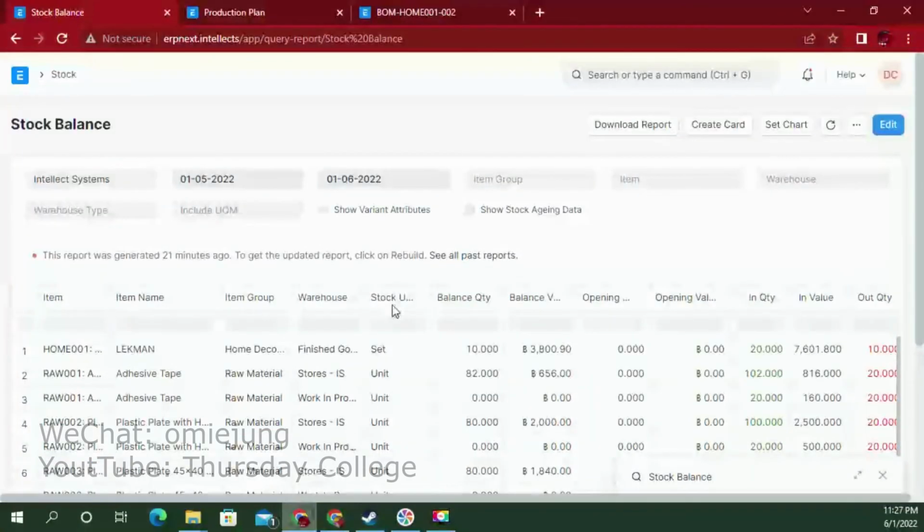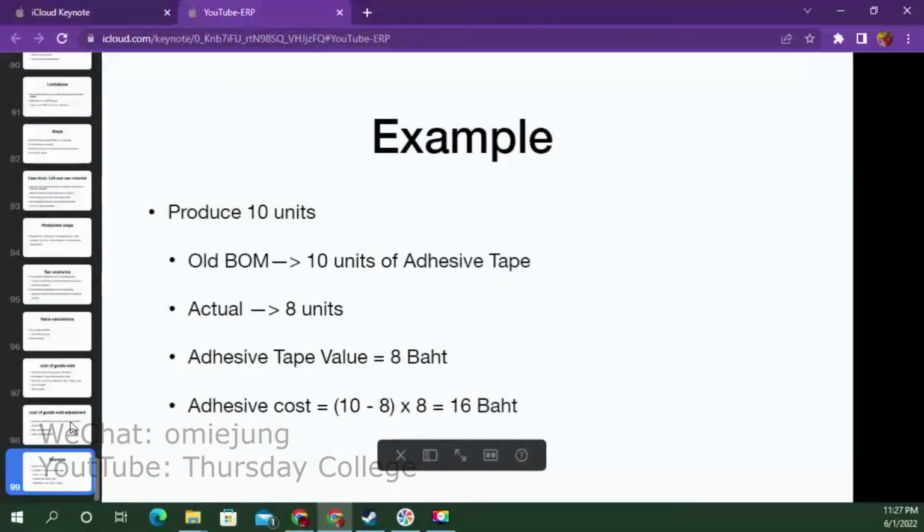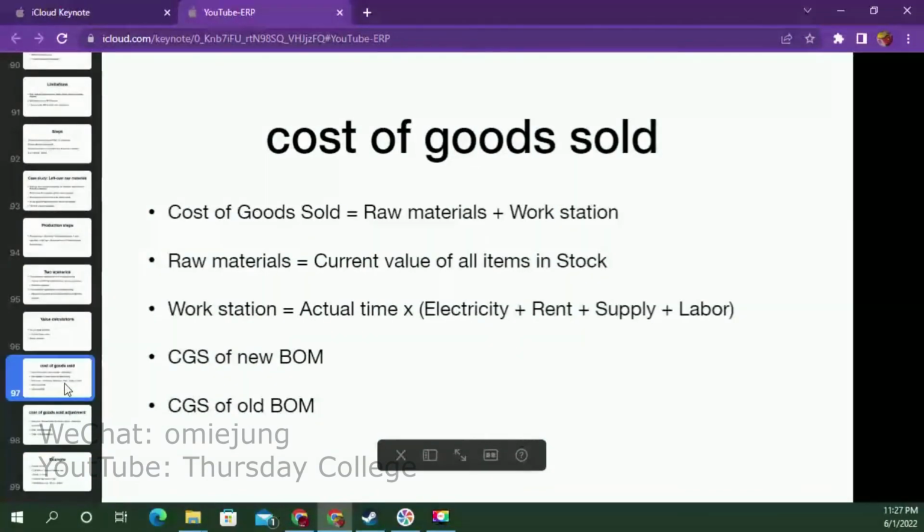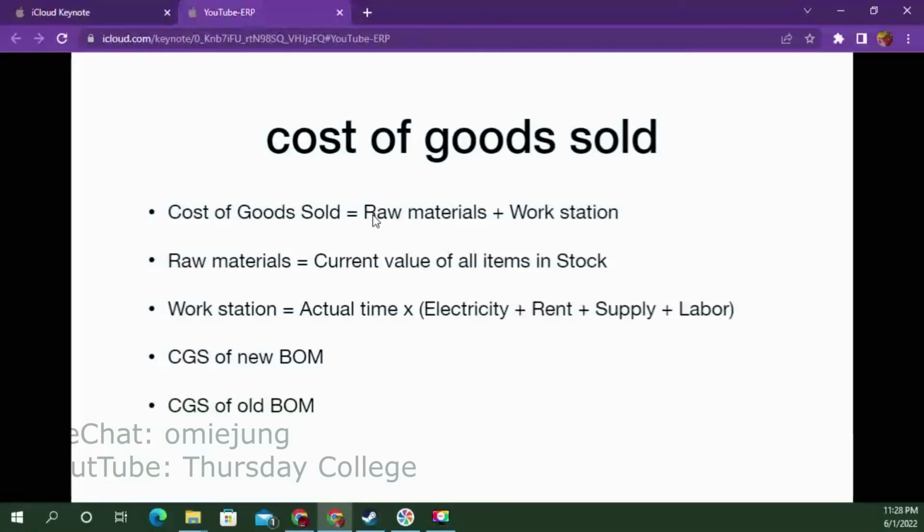So we come back to our ERP, in the stock balance, like this item. What we are going to do next is that we cannot just put 16 baht somewhere, right? We are supposed to do some adjustment. In principle there is a theory for the value, but ERPNext does it for us, so we don't need to do any of this. But I just want to explain it to you.